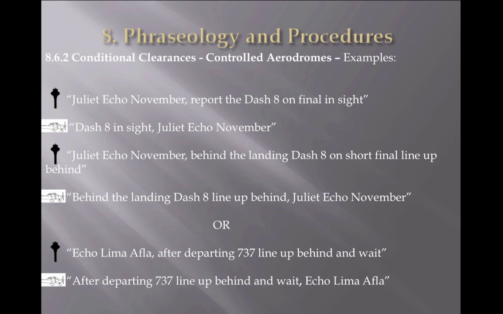For example, tower will say, Juliet Echo November, report the Dash 8 on final in sight. You in turn will respond, Dash 8 in sight, Juliet Echo November. The tower will come back and confirm Juliet Echo November behind the landing Dash 8 on short final, line up behind. You'll respond behind the landing Dash 8, line up behind Juliet Echo November. Or for example, Echo Lima Alpha after departing 737, line up behind and wait. You will respond clarifying after departing 737, line up behind and wait Echo Lima Alpha.